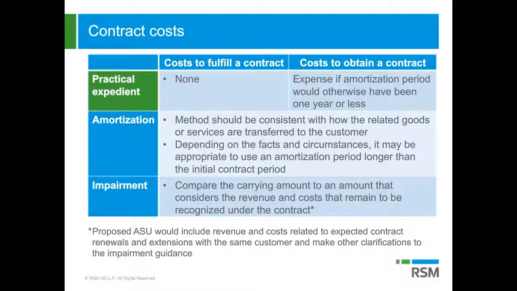And impairment, these costs are indeed subject to impairment analysis, and you're just going to compare the carrying amount to an amount that considers the revenue and the costs that remain that you're still going to recognize under the contract. Now, there is a proposed ASU out there that might potentially change this.